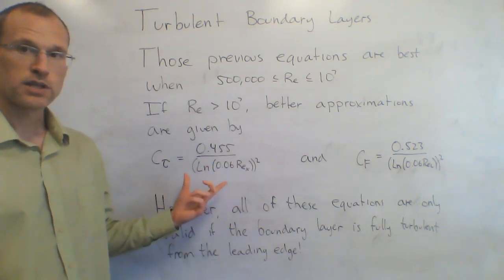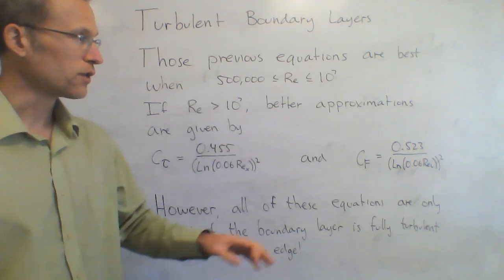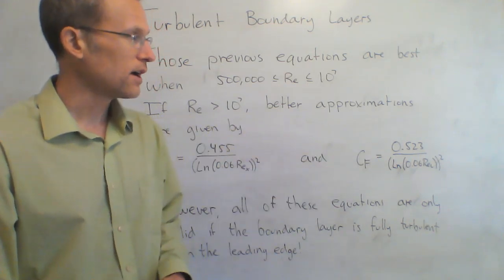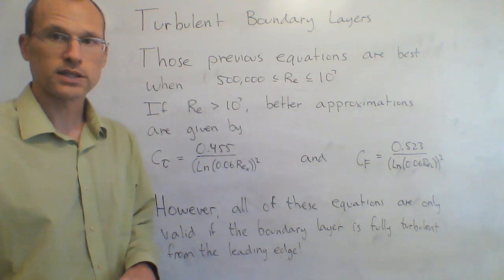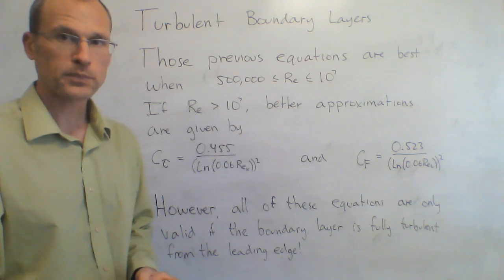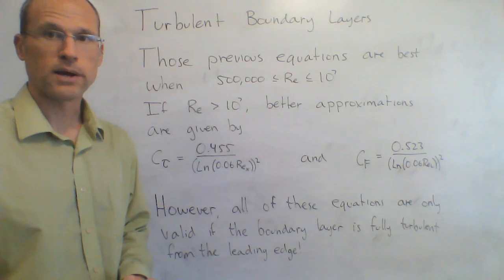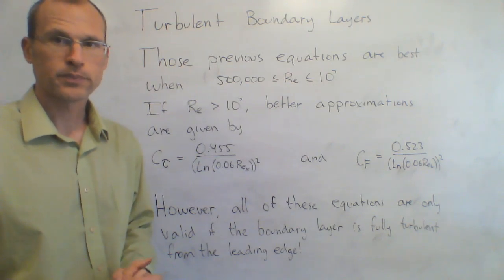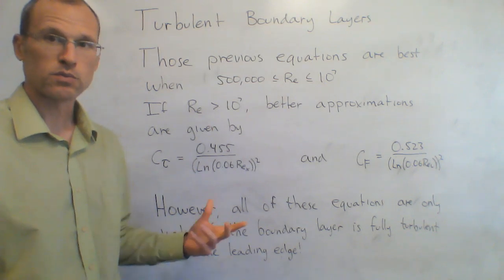That gives a better approximation for higher Reynolds numbers for the shear stress coefficient. Similarly, for the force coefficient, I have 0.523 over natural log of 0.06 times the Reynolds number based on length in that case. Again, whole thing squared on the bottom. So those give better approximations for the turbulent boundary layer at higher Reynolds numbers. So depending on whether it's higher or lower than 10 million, either use the previous ones or these ones.